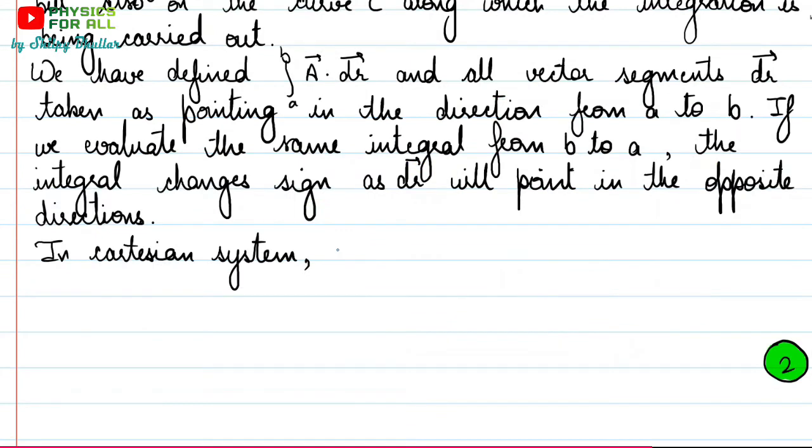Now let's try to evaluate what the expression would look like. In the Cartesian system, that means we are referring to our 3D coordinate system, we can write this vector A as ax i cap plus ay j cap plus az k cap.